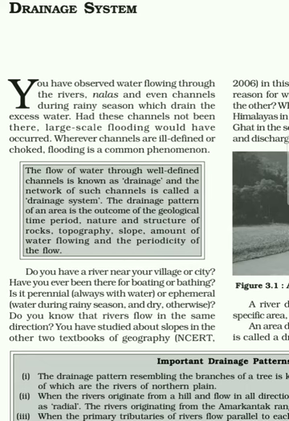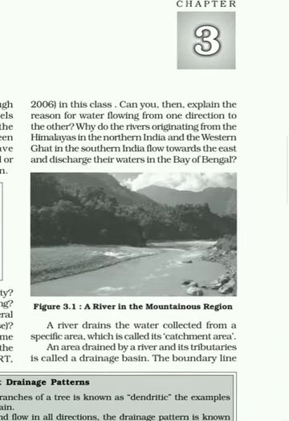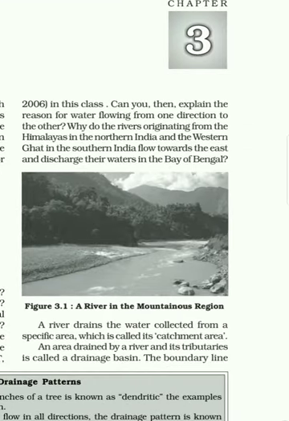Do you know that rivers flow in the same direction? You have studied about slope in the other two geography NCERT textbooks of 2006. Can you then explain the reason for water flowing from one direction to another? Why do the rivers originate from the Himalaya in northern India? Because we have glaciers. And the Western Ghats, because we have water storage there. And it is moving toward the Bay of Bengal because all the slope of Indian land is toward the Bay of Bengal.